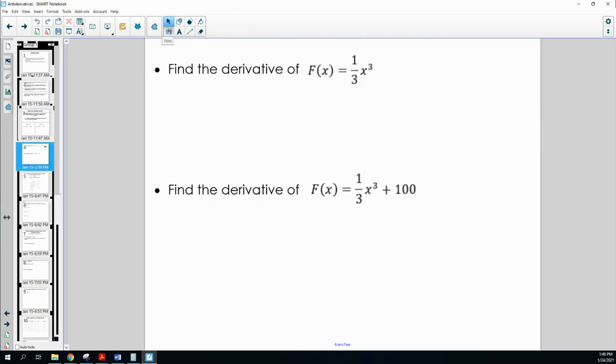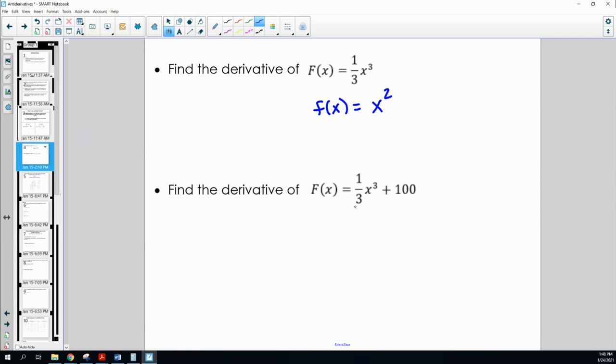Okay, so we're going to look back a little bit at derivatives. Here we have big F of x. This is our original function, and they want us to find the derivative. We know how to do that. The derivative of big F of x, we're going to call little f of x based off of our notation from the previous slide. When I take the derivative of 1/3 x cubed, I'm just using the power rule. So this is going to give me x squared.